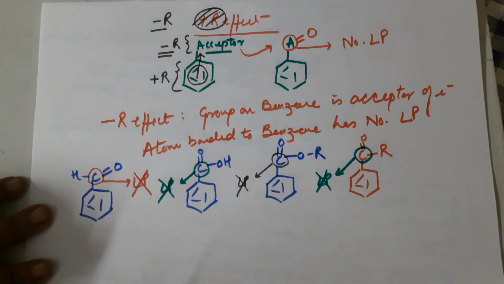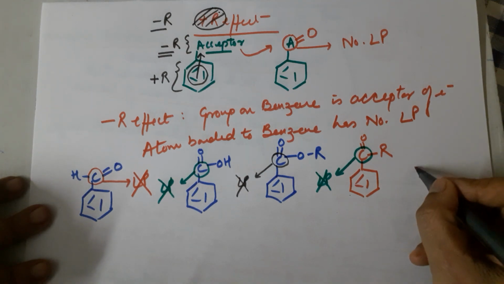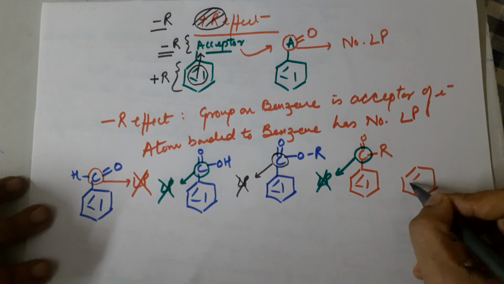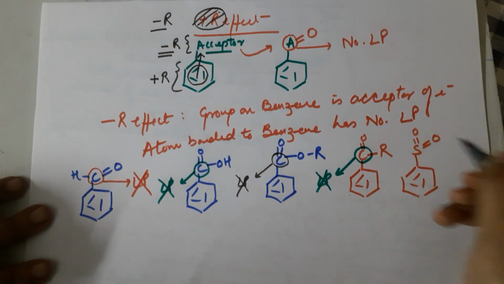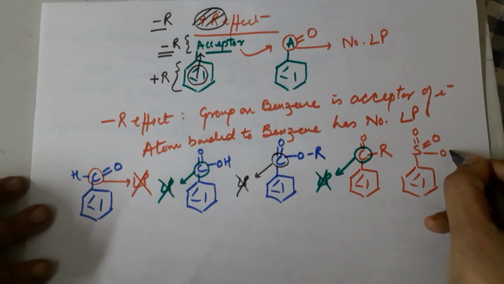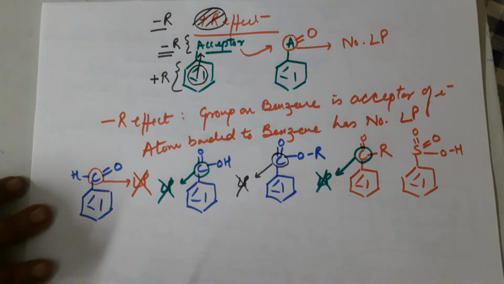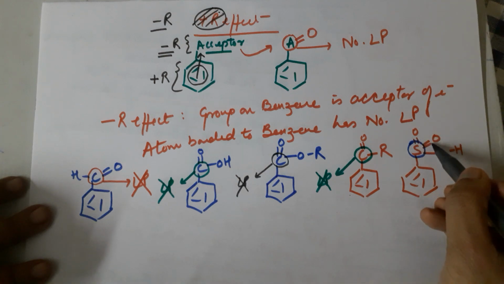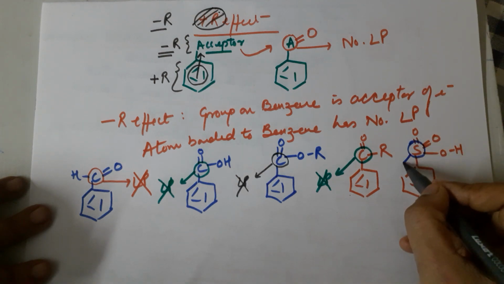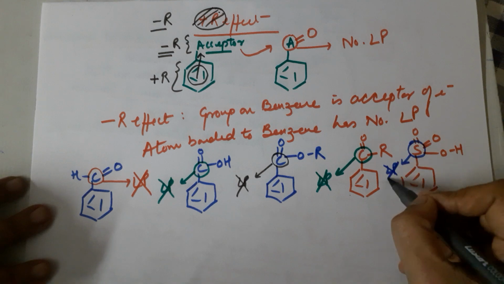The last example is that of benzene sulfonic acid. Now what is sulfonic acid? It is SO3H, and then an OH. Now as you know, sulfur has how many electrons in the outermost shell? 6, and you have used all the 6 electrons. So again this also has no lone pair.